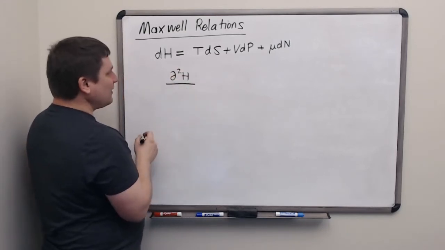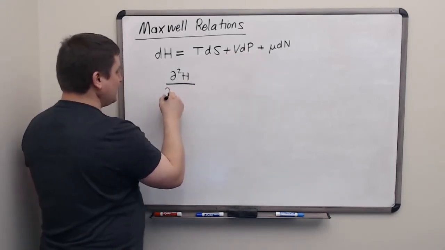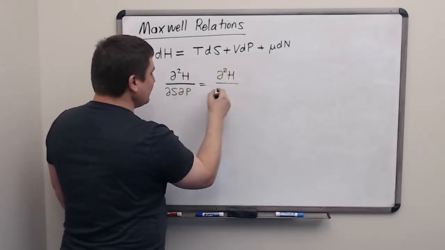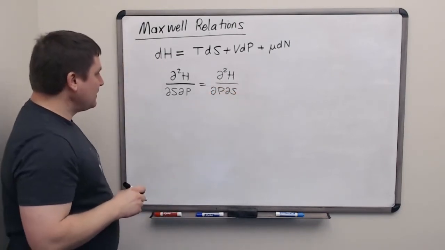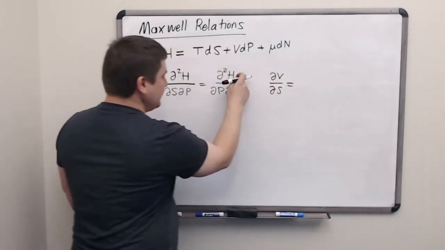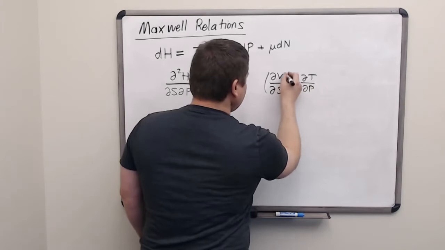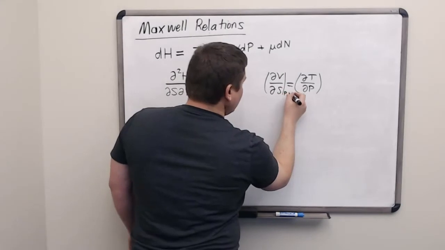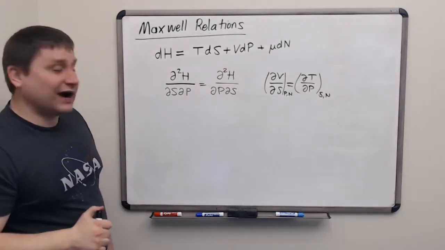Second derivative of enthalpy, what are our variables? We could choose any pair of S, P, or N. Let's look at the S, P first. Clearly this is going to be equal to the derivative P, S. But dH dP is V. And dH dS is T. The natural variables are S, P, and N. So here is a Maxwell relationship derived from the enthalpy.